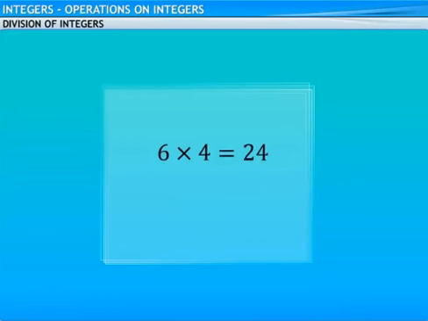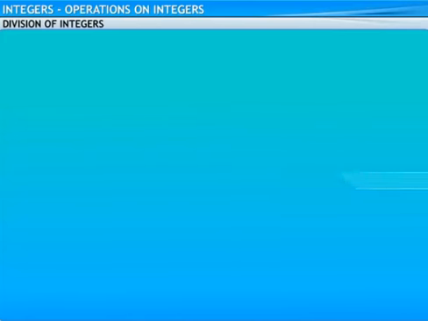Let me also show you another interesting result. Take a look at the multiplication of two integers, 6 and 4. The product is 24. Now, you get 6 by dividing 24 by 4, and 4 by dividing 24 by 6. So, you get two division statements for each multiplication statement of whole numbers.